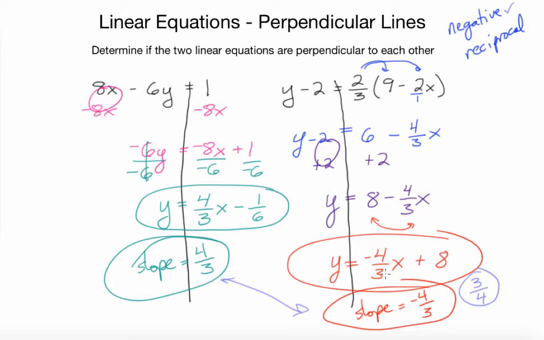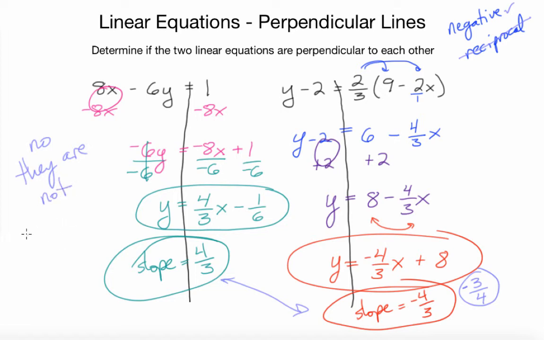So yes, one's positive, one's negative, we've got it, perpendicular lines. But this one, to be perpendicular, had to be negative 3/4. 4/3, 3/4, that would satisfy the reciprocal part. So although our slopes are negative, they're not reciprocals of each other. So are these two lines perpendicular? No, they are not.